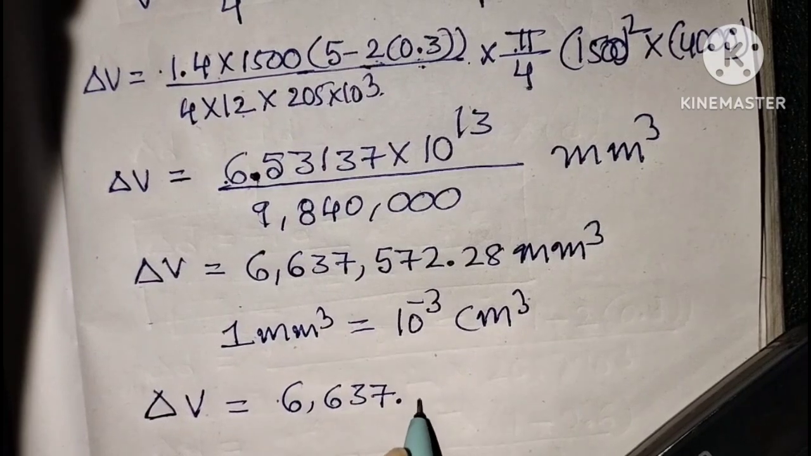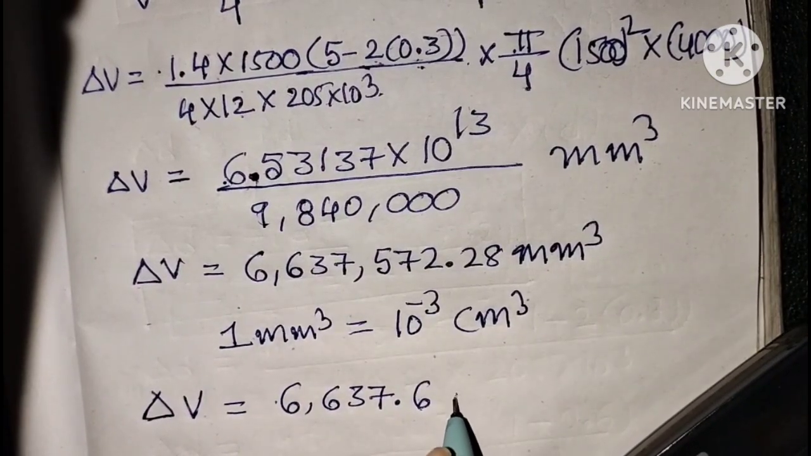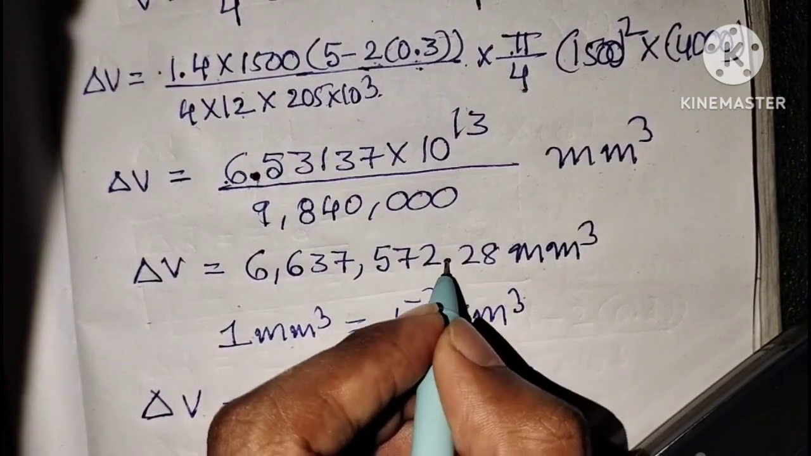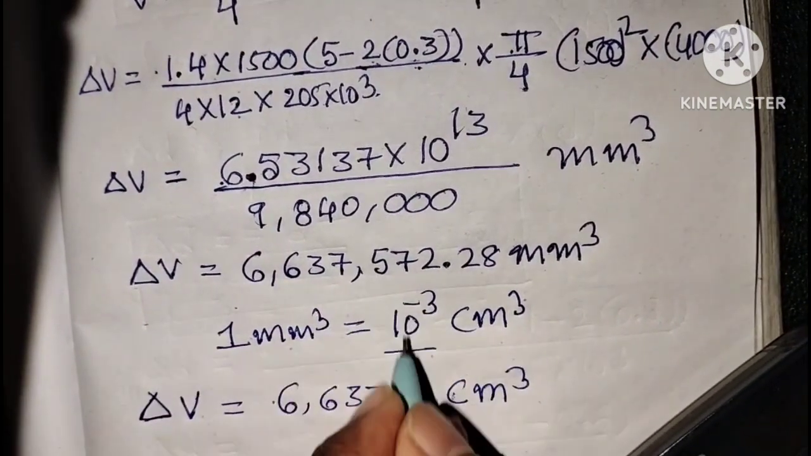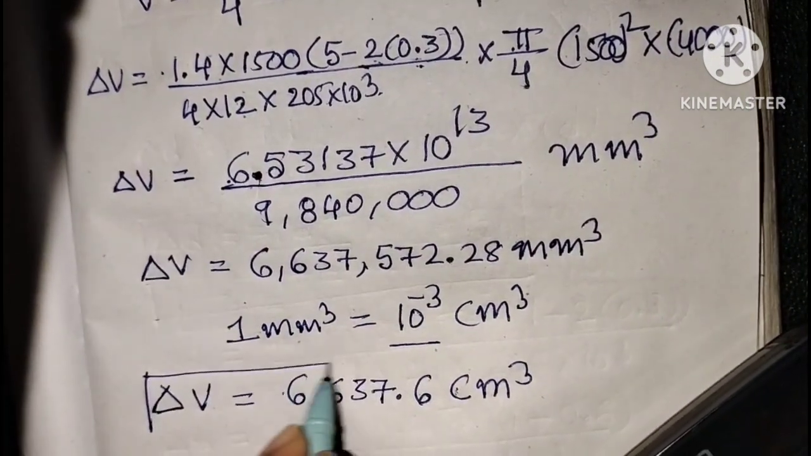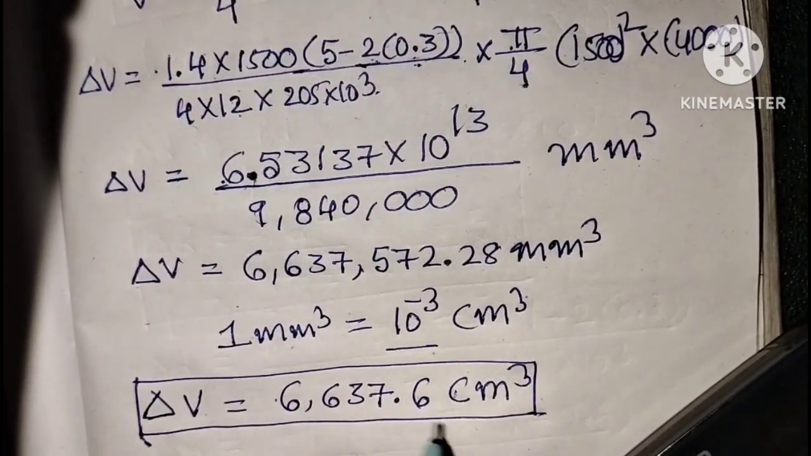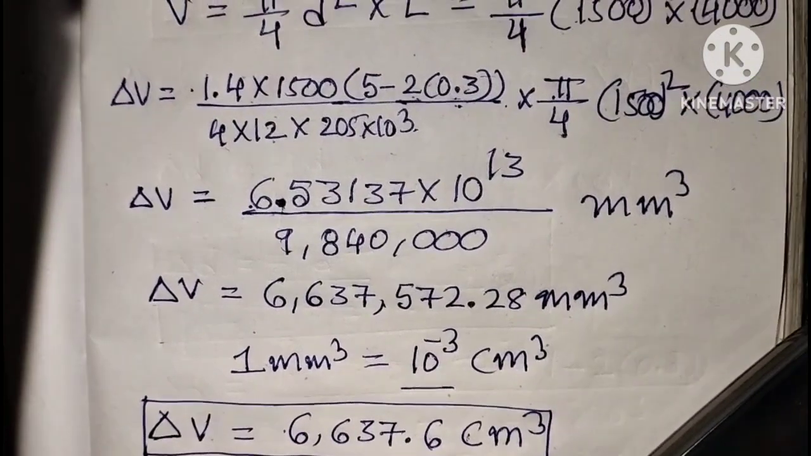6637, approximately 6637.6 centimeter cube. Okay? So we have to move this point to here, 3 places because 10 power minus 3. This is change in volume of the thin cylinder, 6637.6 centimeter cube.